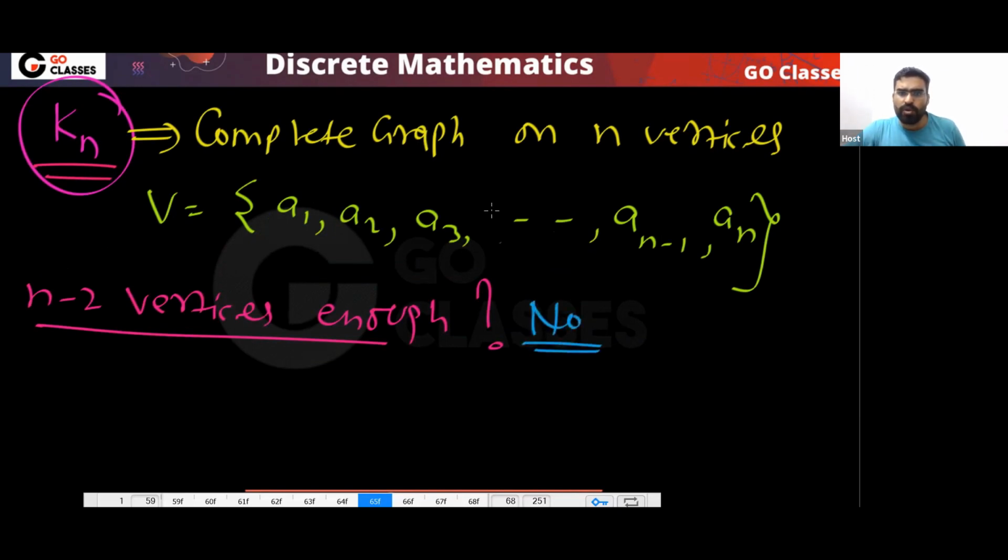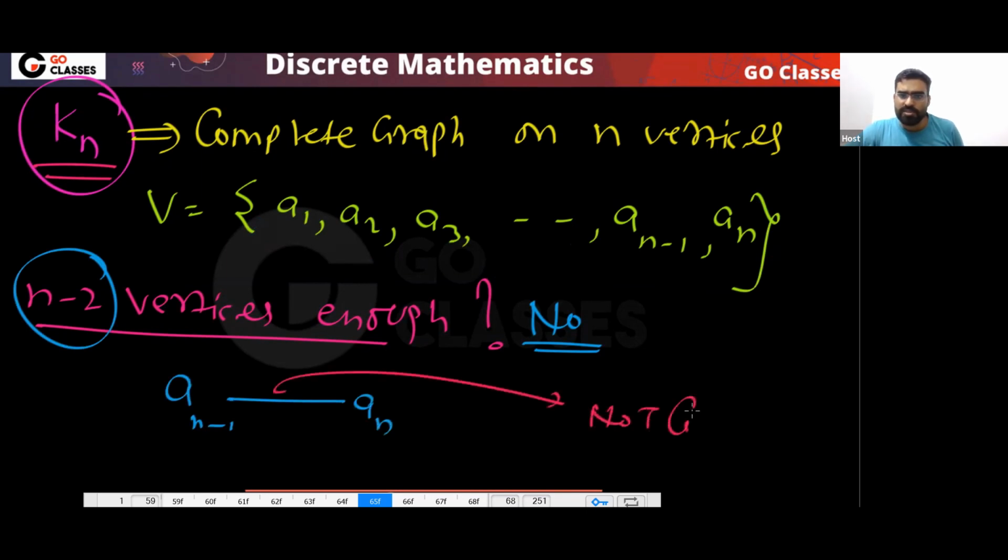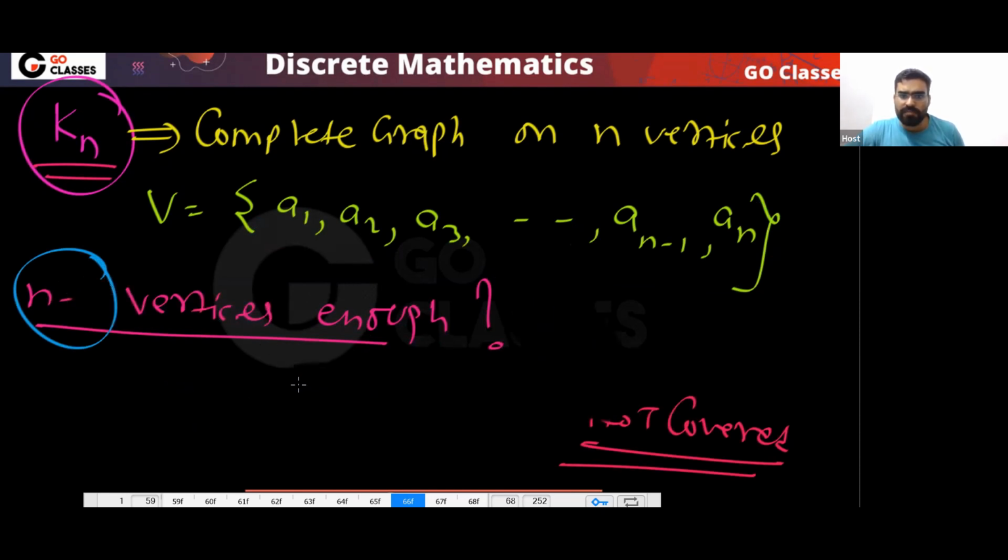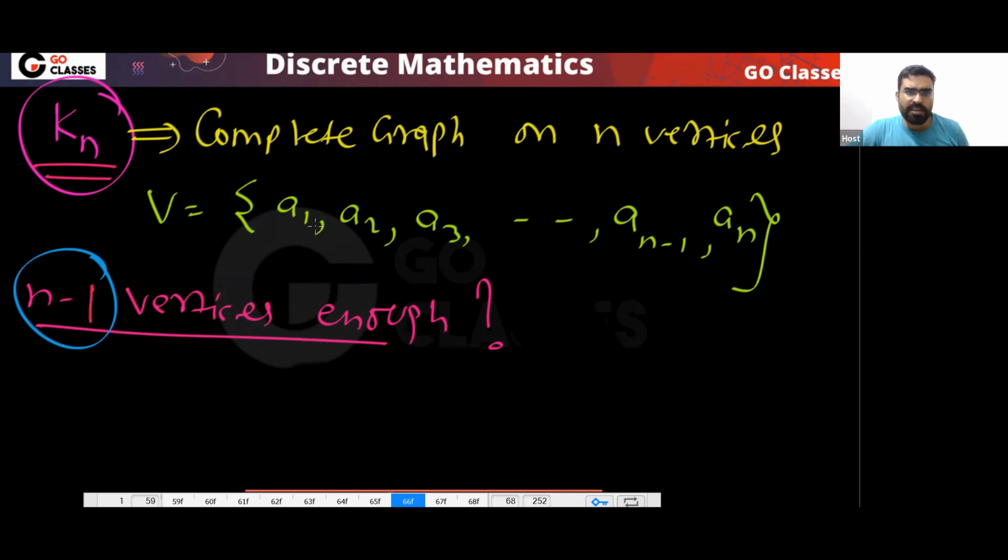The answer is no. Because if you take n minus 2 vertices, then who will cover this edge? This edge is not covered. So n minus 2 vertices is not enough. What about n minus 1? Are n minus 1 vertices enough? Yes, these are enough. Because if you take n minus 1 vertices, now all the edges are covered.